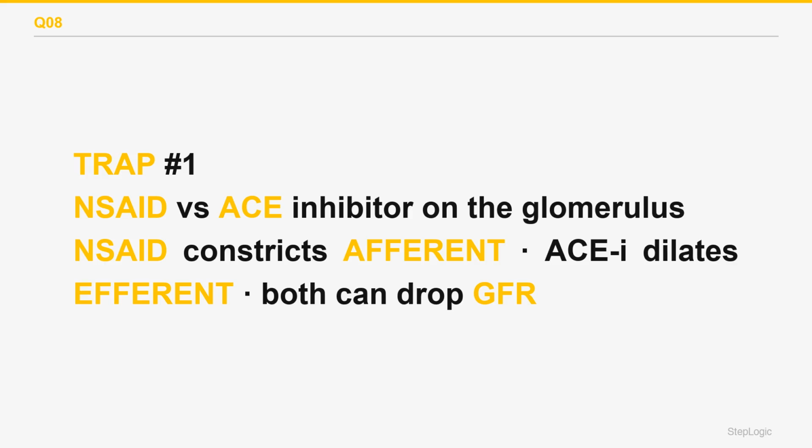Trap 1. How 2 drugs lower GFR from opposite ends. NSAIDs block the prostaglandins that dilate the afferent arteriole, so it constricts. ACE inhibitors block the angiotensin II that constricts the efferent arteriole, so it dilates. Both can crash GFR in a vulnerable kidney.